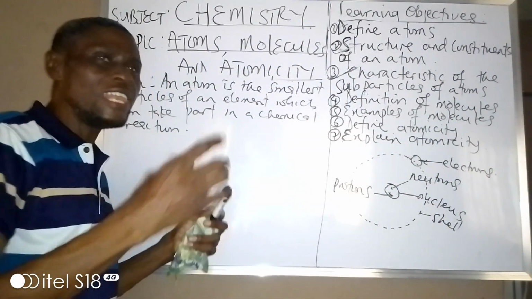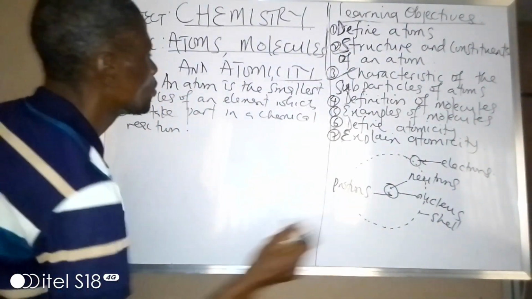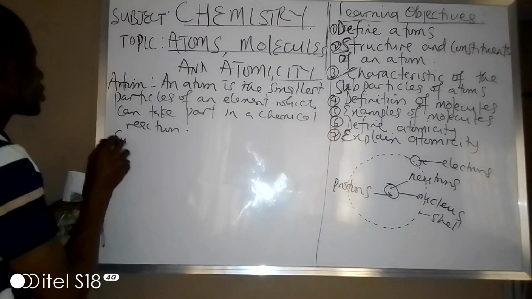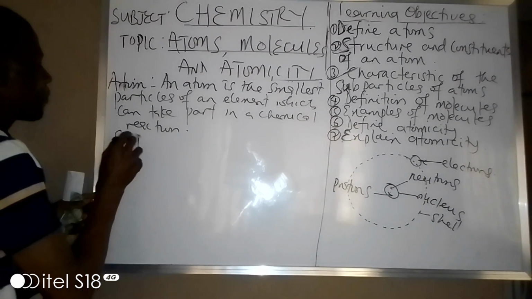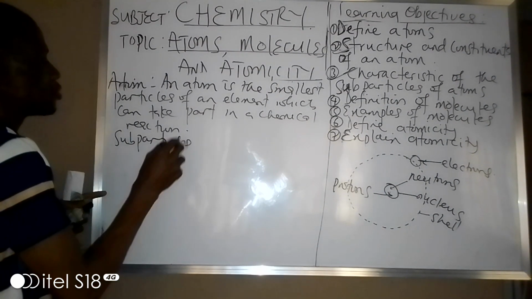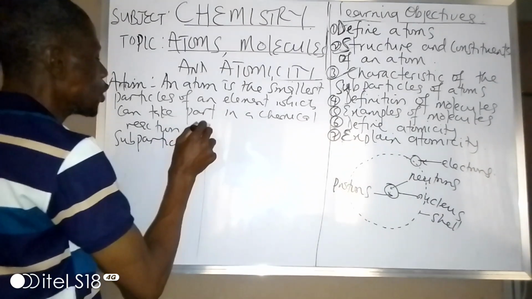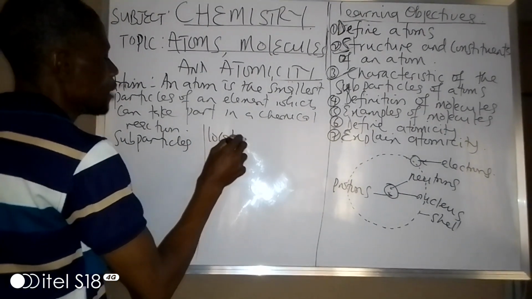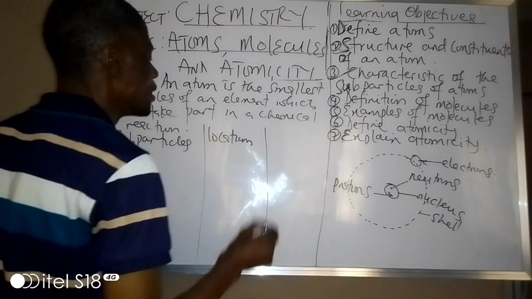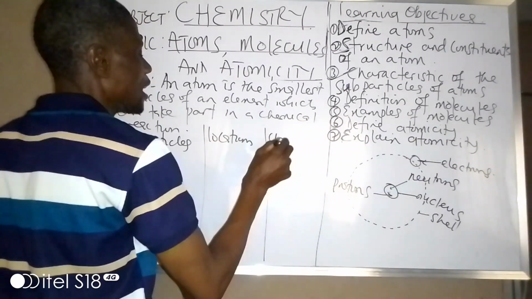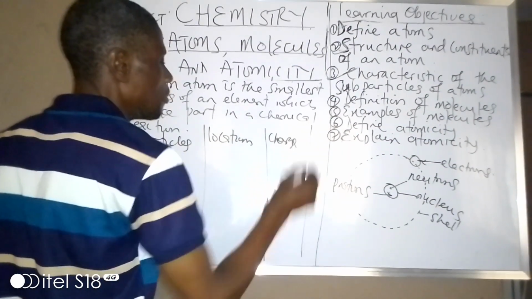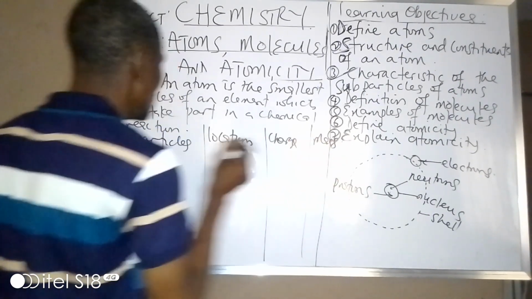Characteristics of protons, electrons, and neutrons. So let's put it down. We shall call the first column subparticles. Then we have location, where we find them. Then the charge, the relative charge. What is their charge? And then about their mass, the relative mass.